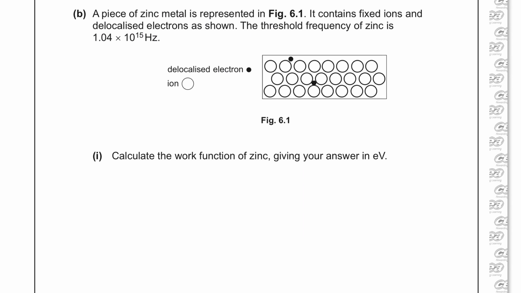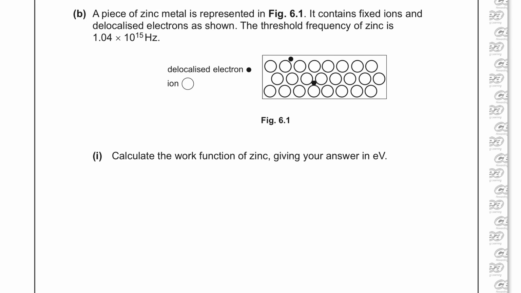Part B then. A piece of zinc metal is represented in figure 6.1. It contains fixed ions and delocalized electrons as shown. The threshold frequency of zinc is 1.04 times 10 to the 15 Hertz. So the black dots are the delocalized electrons and the big circles are the ions. Calculate the work function of zinc, giving your answer in eV.